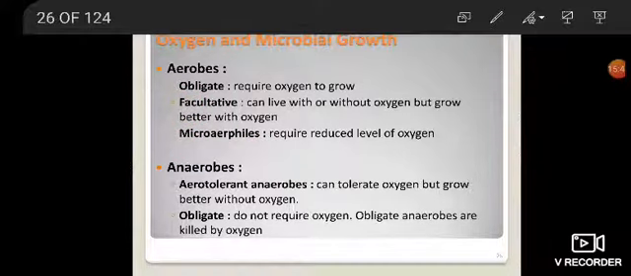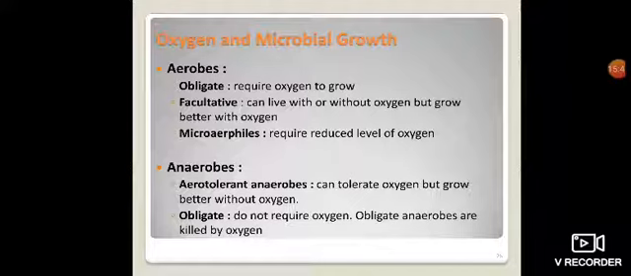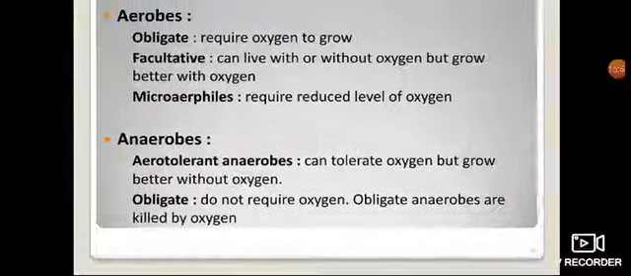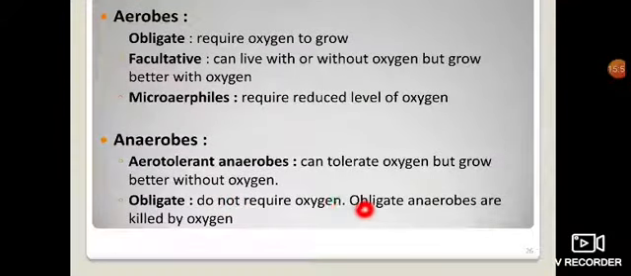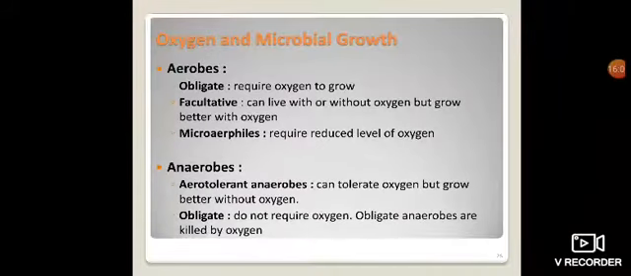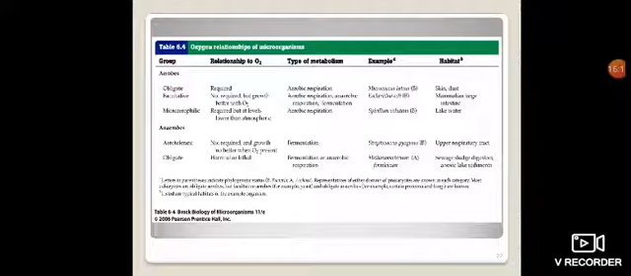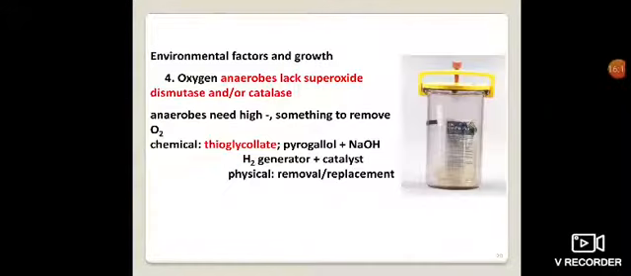And the two categories of anaerobes are, first, aerotolerant anaerobes, which can tolerate oxygen but grow better without oxygen. And next, obligate anaerobes, which do not require any oxygen for development, and are killed by oxygen. Okay, so these are the two classes into which they are divided. And they have different types of examples, which we can refer to in this presentation.